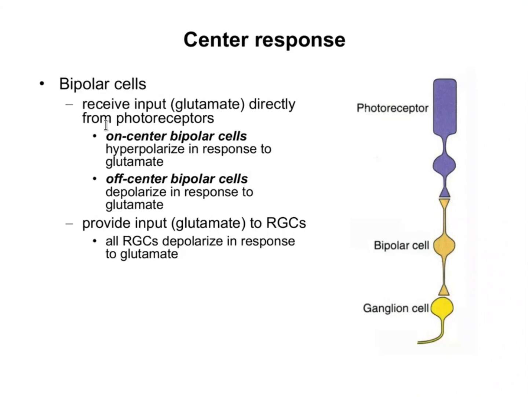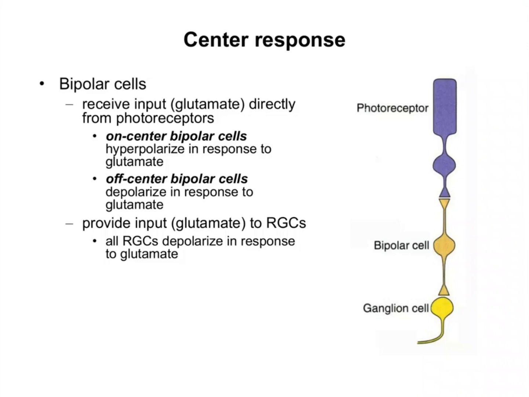So we can distinguish two types of bipolar cells. On-center bipolar cells provide synaptic excitation to on-center retinal ganglion cells, and off-center bipolar cells provide synaptic excitation to off-center retinal ganglion cells. All bipolar cells receive glutamate synaptic input from their presynaptic photoreceptors, but on-center bipolar cells hyperpolarize in response to glutamate. In other words, on-center bipolar cells are inhibited by glutamate.